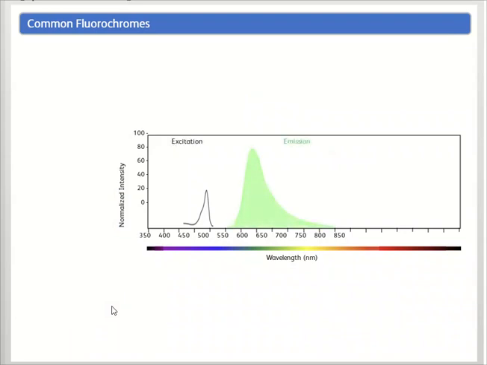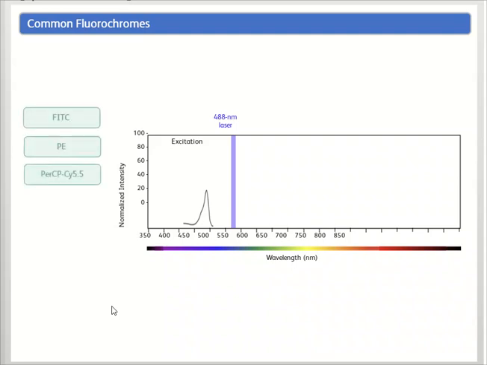Each fluorochrome can be characterized by its unique excitation and emission spectra. The excitation spectrum indicates the range of wavelengths that will excite the fluorochrome. A 488 nanometer blue laser is within the FITC excitation spectrum, so excitation of FITC occurs when it passes through the blue laser. The emitted wavelength is always lower in energy than the incoming excitation energy.